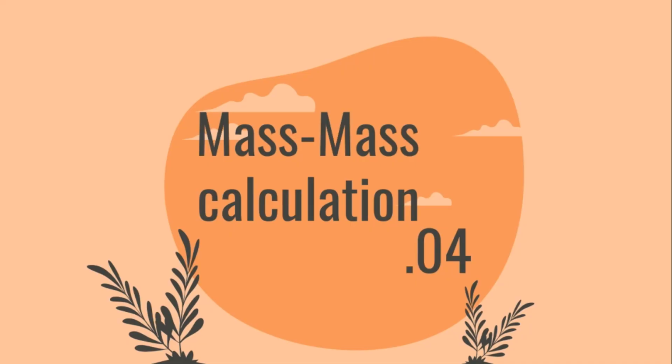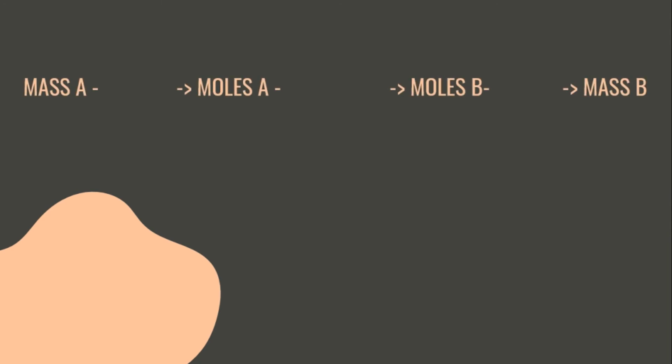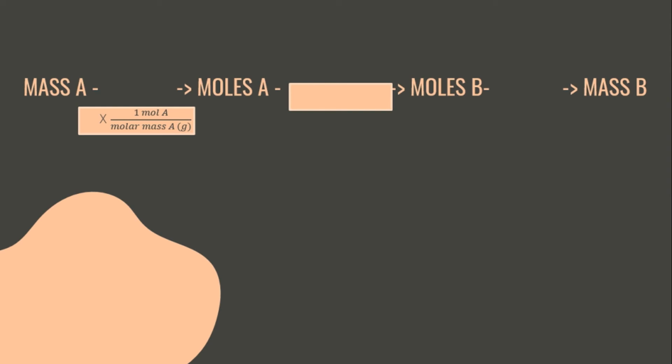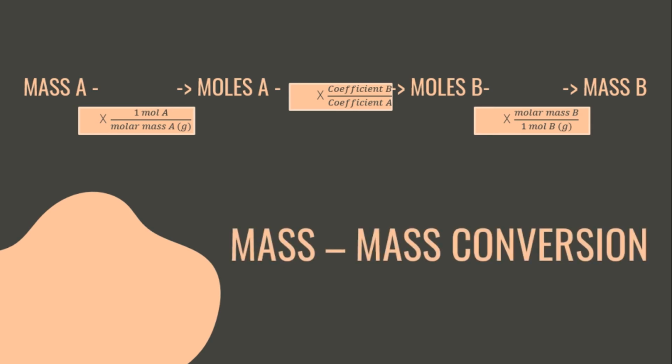Let's expand the map a bit more. We just do the same and finally convert moles wanted to mass wanted using B's molar mass. Here you go. Now, let's go to the last example.